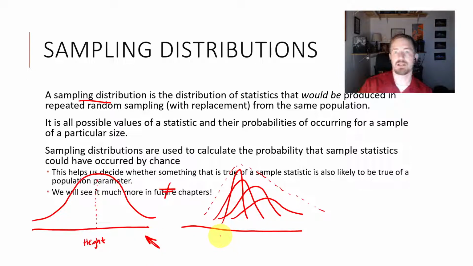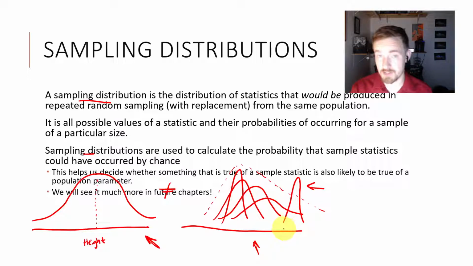But there's always the likelihood that whenever we choose some of these samples, they're not going to be completely representative of the whole. So sampling distributions are going to be used to calculate the probability that the samples we get come from chance. So for example, let's say that we measure somebody from, I don't know, North Adams, and we find their distribution is actually something like this.